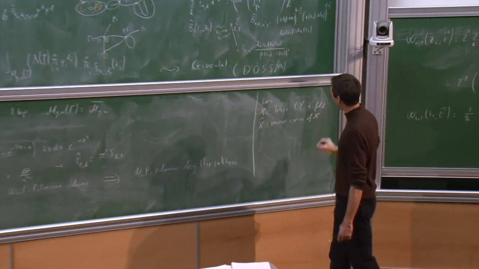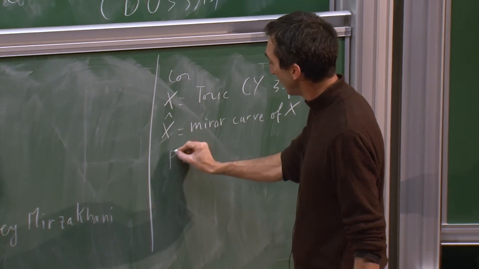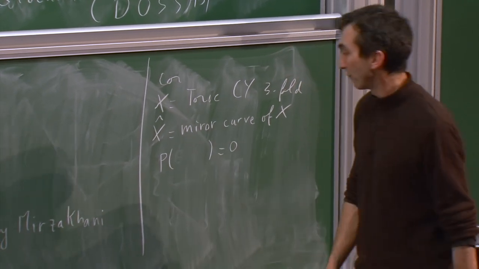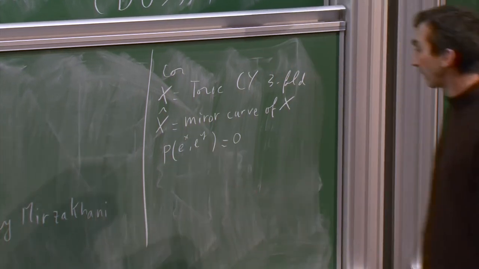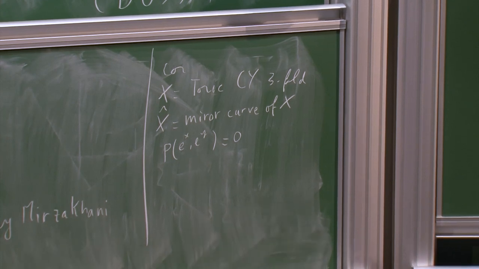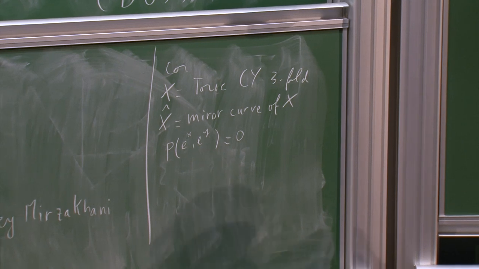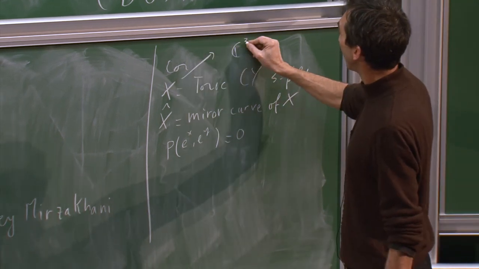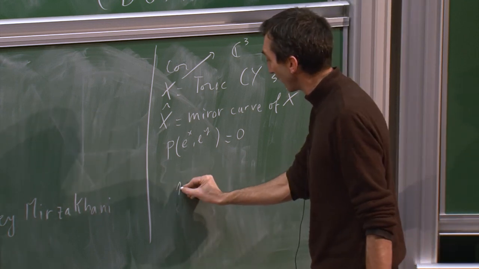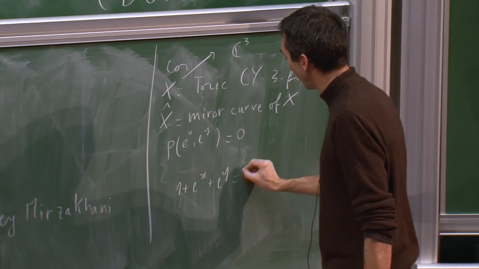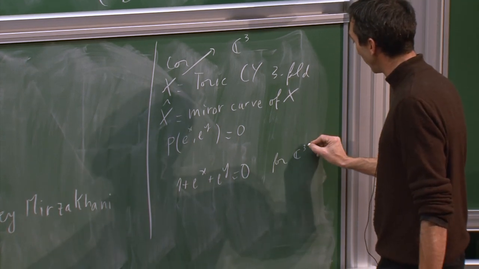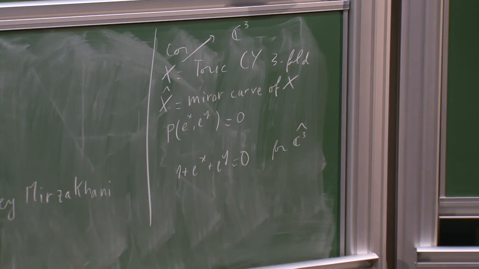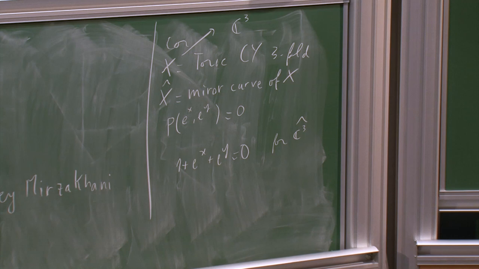Of X, and it's typically given by a polynomial equation P, not of x y equals 0, but of e to the x, e to the y equals 0. Well, the mirror curve is typically given by that for every Calabi-Yau. For example, if you take X equals C3, what you will get is 1 plus, that would be the mirror curve. So very simple. So for C3, the mirror of C3. And out of that, basically you can say that this defines a spectral curve.